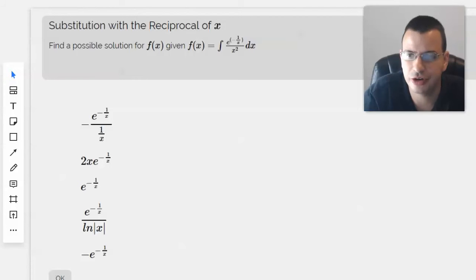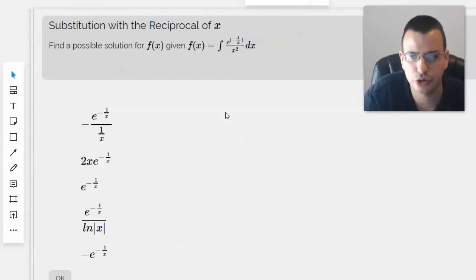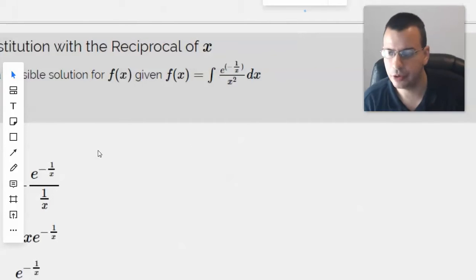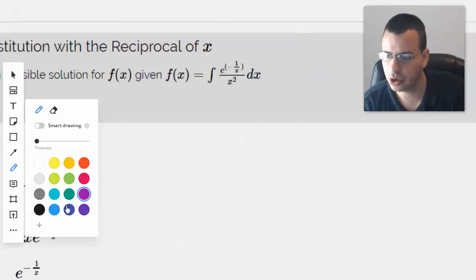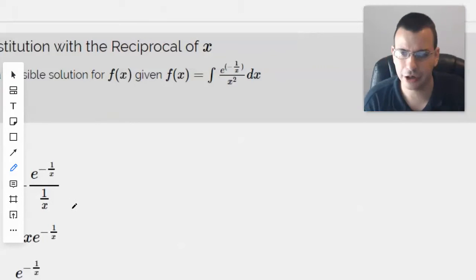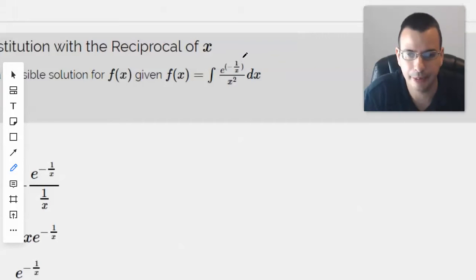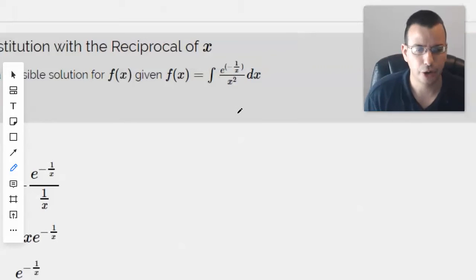Find a possible solution for f of x given that f of x equals e to the negative 1 over x, over x squared. Okay? So thought process here is, well, can I do the power rule? And no, you really can't, because you have an e to the exponential, and then you have more than one term, so you really can't use the power rule.